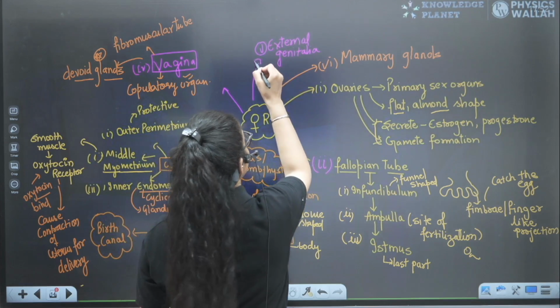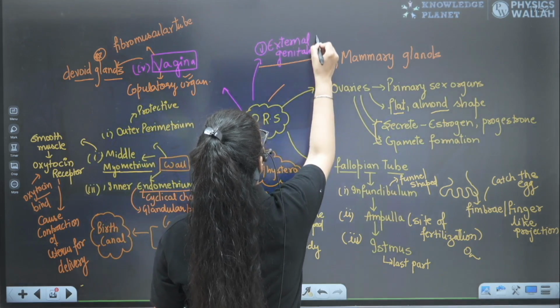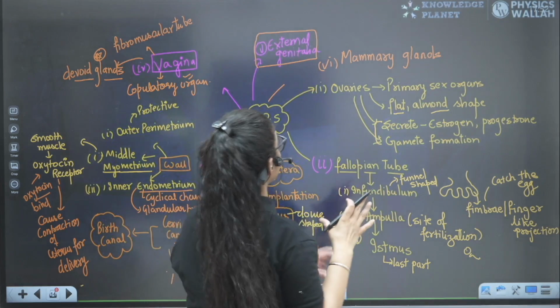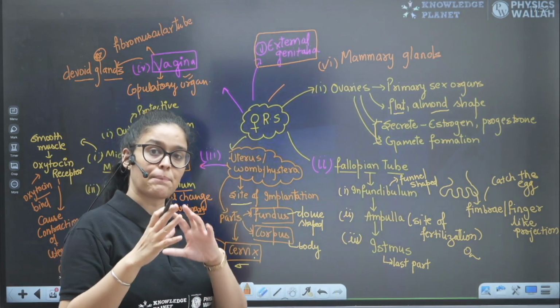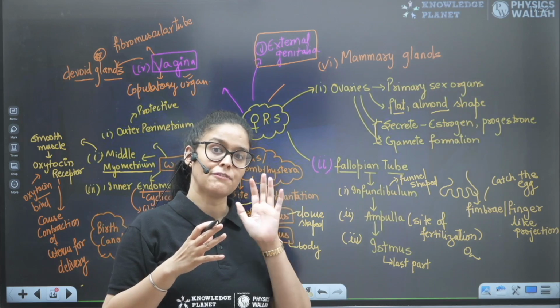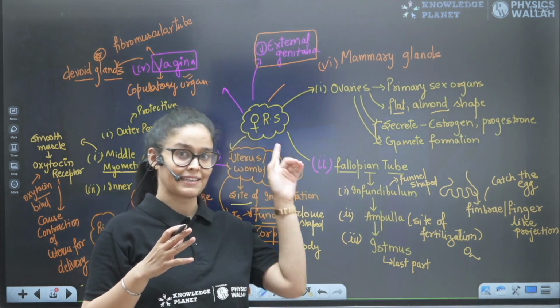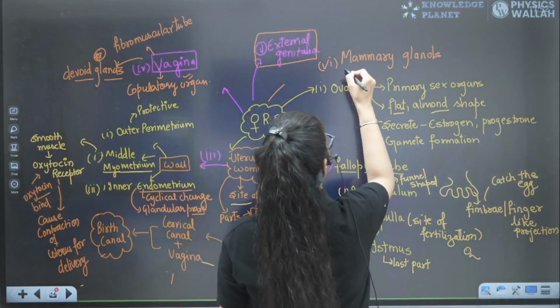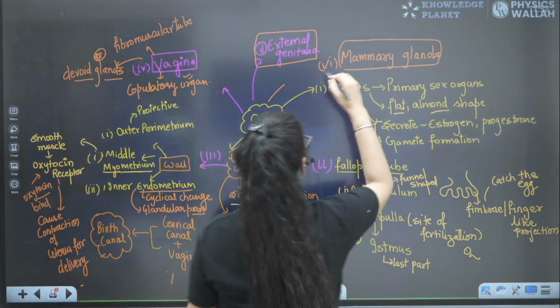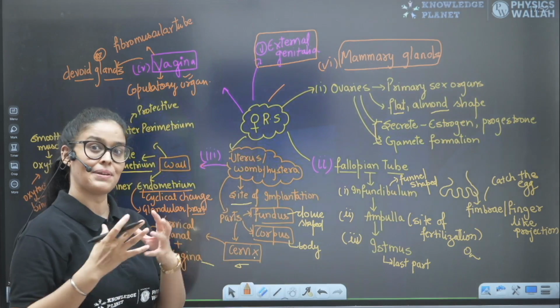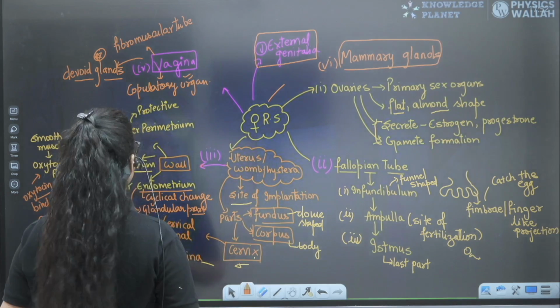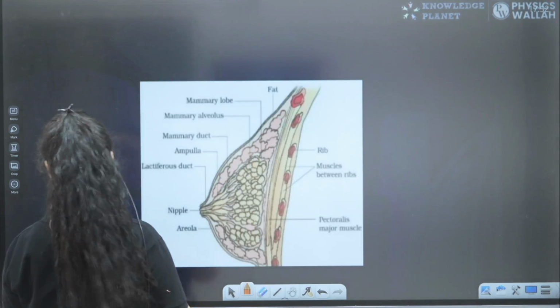So next is the external genitalia, the organs that look from outside, I mean the part that appears from outside, right? So how the female reproductive system looks from outside, that is the external genitalia. We will see it, and then we will see the mammary glands. So all these 6 things form the female reproductive tract, right? So this is how the external genitalia look.